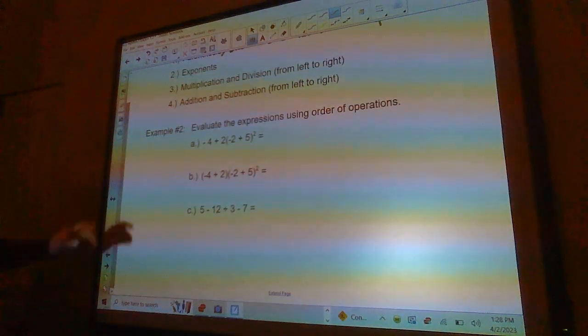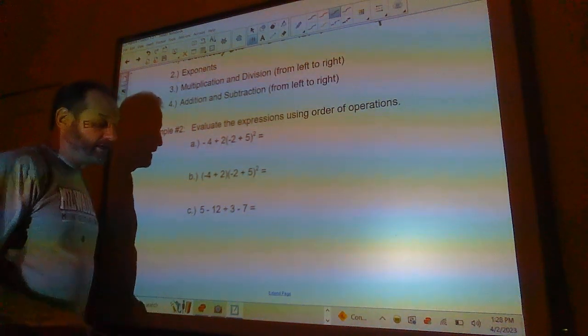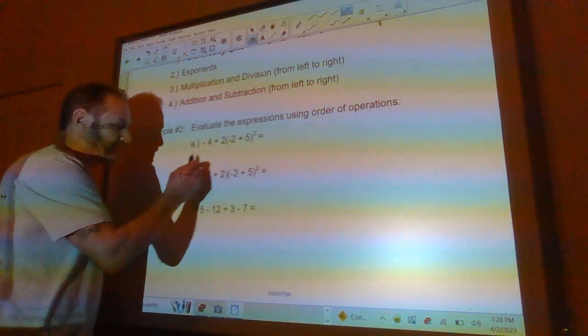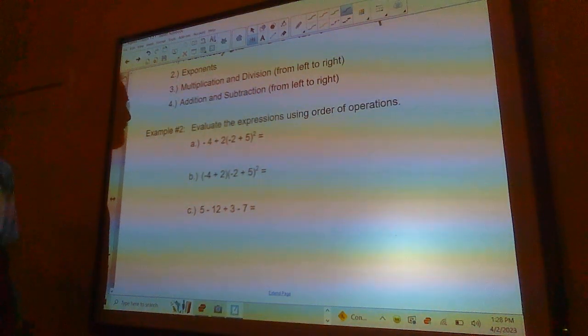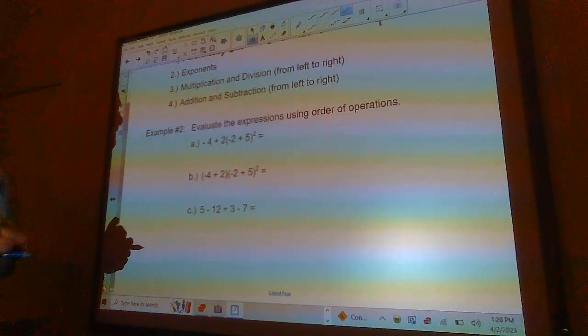So let's evaluate some expressions here. In fact, you know what? This would be a good thing for you to do on your own. Go ahead and pause the video and do these 3 problems right here, and then jump back on when you're done and see if you get the same thing I do.